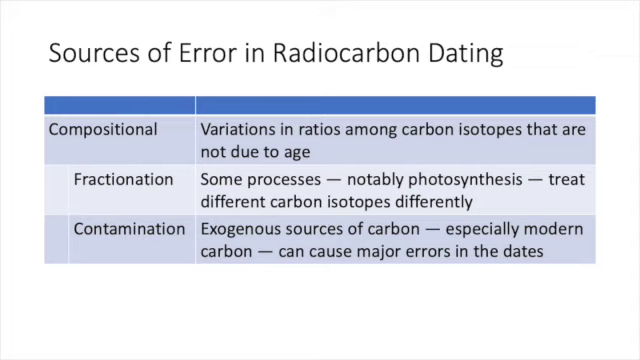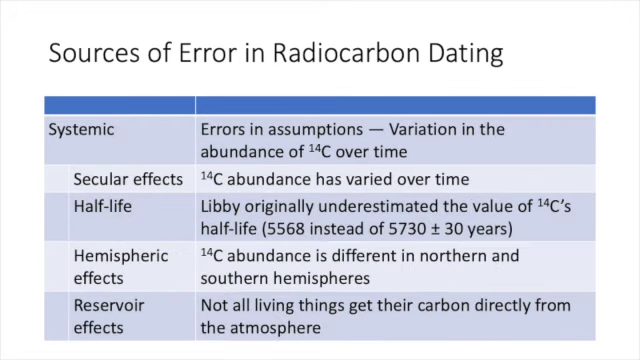Another compositional source of error is contamination. It doesn't take very much modern carbon to make the material seem much younger than it actually is. Systemic effects stem from errors in Libby's original assumptions about the radiocarbon method. He assumed that the amount of carbon-14 in the atmosphere was pretty much constant over time, but we now know that it fluctuates quite a lot.